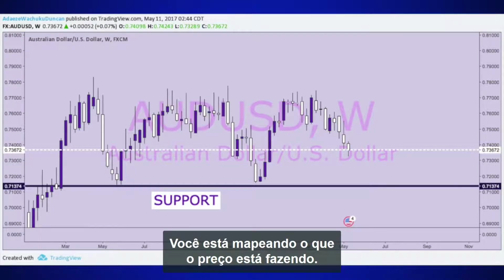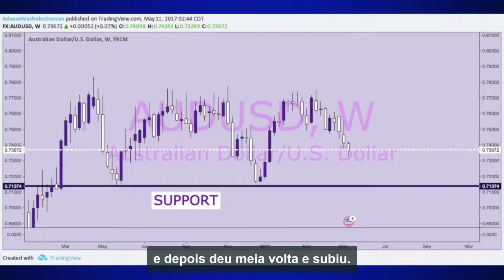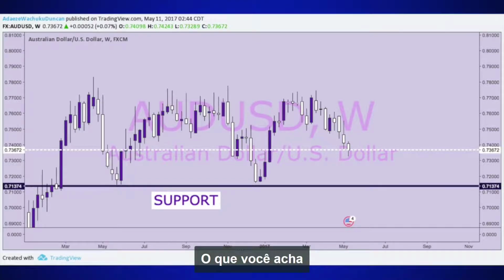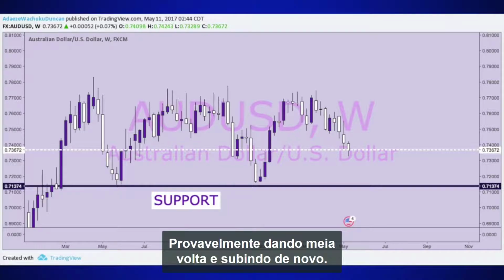You're basically mapping out what price is doing. All right, so you can see how price came down to the line at one time, and then it turned around and went up. Then it came down to the line again, and what happened? It turned around and went up. So now you see price approaching that same area. What are you going to be thinking that price is possibly going to be doing? Probably turning around and going back up.